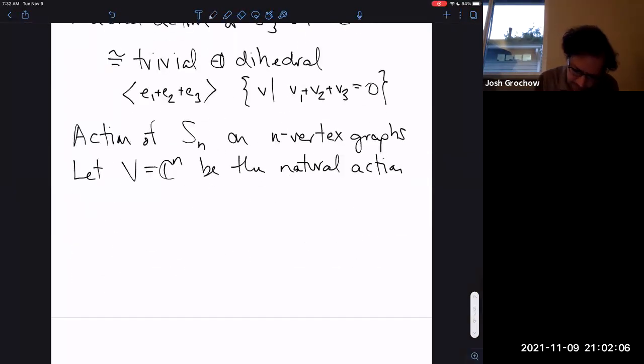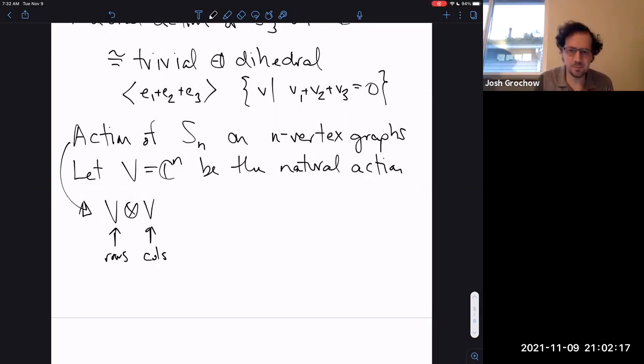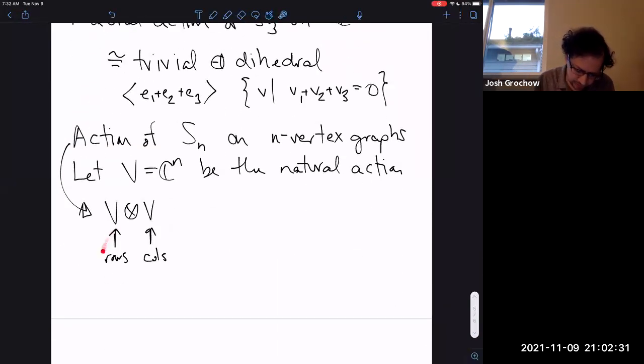And so this action as a representation is really V tensor V, where you can think of this as rows and you can think of this as columns. So just as spaces, this is a space of n by n matrices, but now we're also paying attention to the action of Sn. And the point is that whatever permutation you have, it acts on the rows the same way as it acts on the columns. And actually, I claim this notation makes that clear, right? It's acting in the same way here and here.